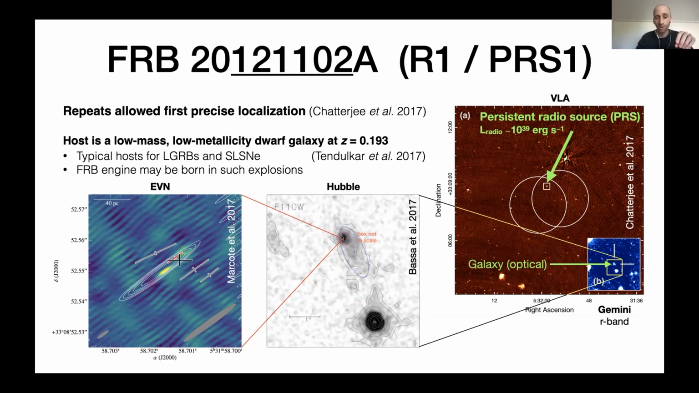So if we zoom in into this point here, we can see that both the FRBs shown by these little crosses and the persistent radio source, this little yellow blob here, were co-localized to within 40 parsec of each other. So they're almost at the same place on the sky. And so somehow these two phenomena are related.